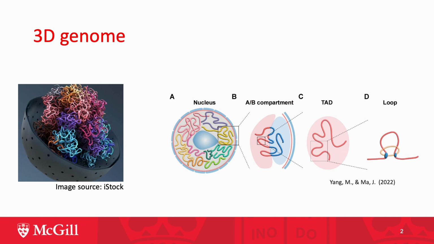I'll first give a brief overview of the 3D genome. As we are living in a three-dimensional world, the genome also has preferred 3D structures. At different scales, it has different structural preferences. For example, there are AB compartments, topologically associating domains, and chromatin loops. Understanding these structural preferences is very important because they play essential roles in different types of biological processes.